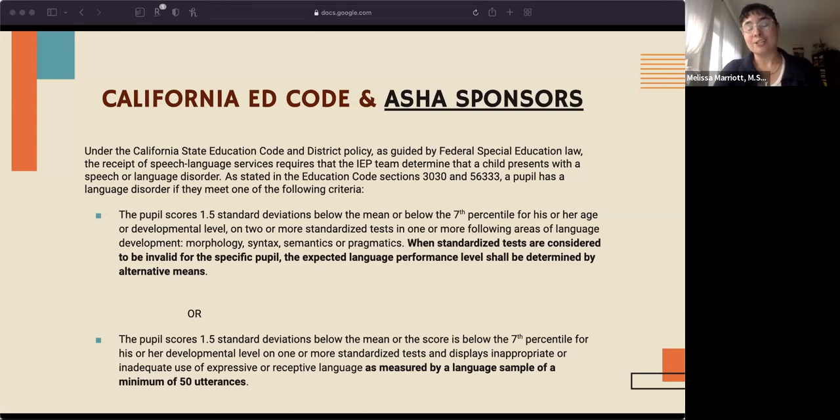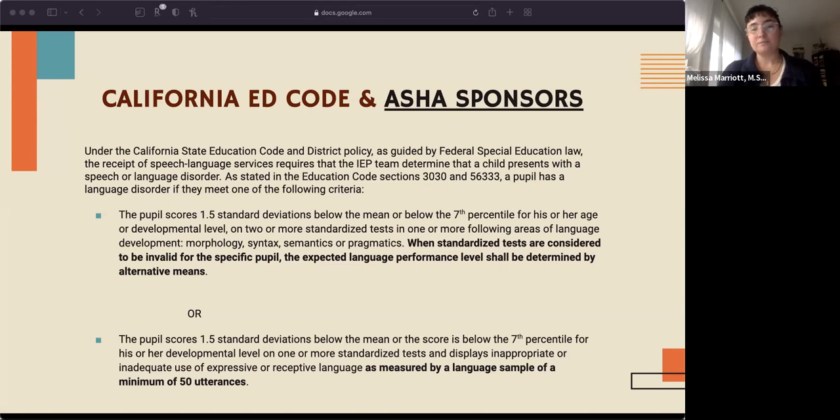And ASHA, in turn, is sponsored by none other than the publishing companies. So the people publishing the tests donate large amounts of money to ASHA, who then advocate for the tests to become, again, memorialized through most state ed codes. So fortunately, there is also a caveat in most state ed codes that says, if a standardized test is considered to be invalid for a specific student, that other means can be used to determine eligibility. And I would argue that standardized tests could be considered invalid more often than not.